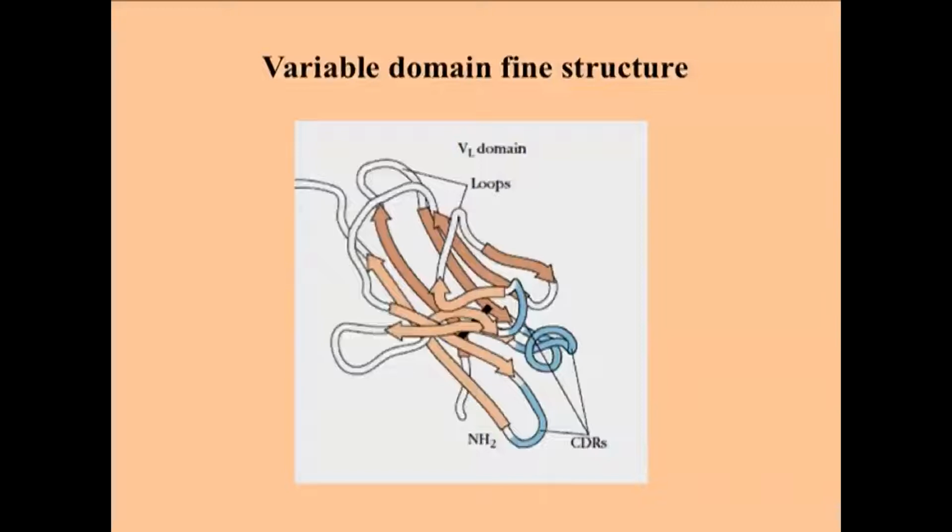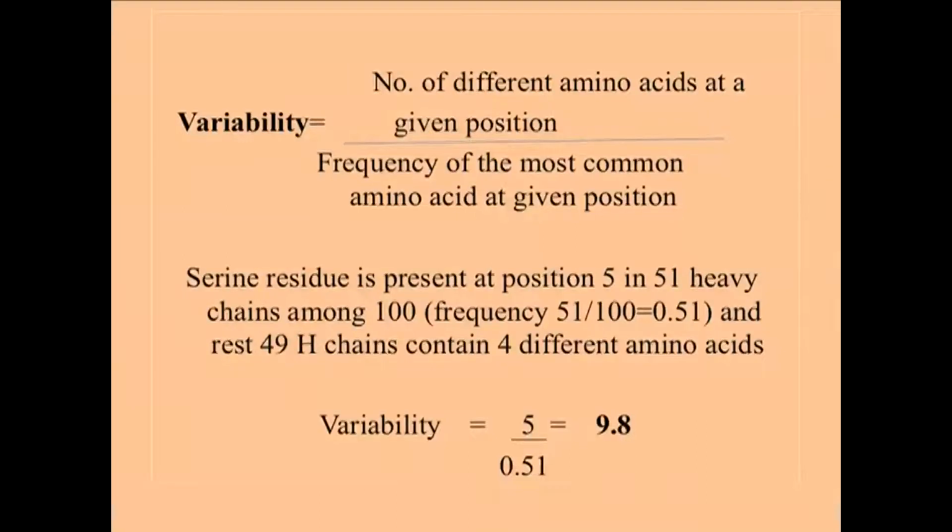Now, if we look into the fine structure of the variable domain, then we will see that each domain is composed of a sandwich-like structure, and the sandwich is made of 2 beta sheets. Now, if we check the variability at each position, then we can find out the regions where variability is maximum. Now, how can we determine variability? For that, we have to use this formula, where we have to detect the number of different amino acids present at a given position divided by the frequency of the most common amino acid.